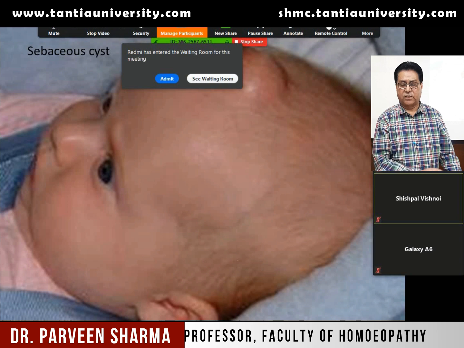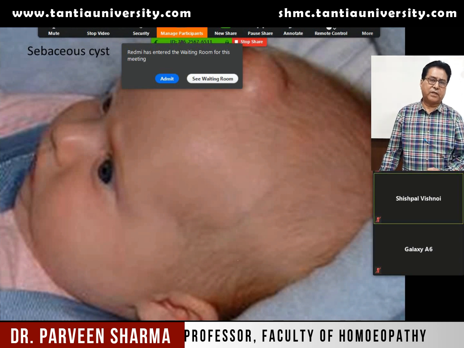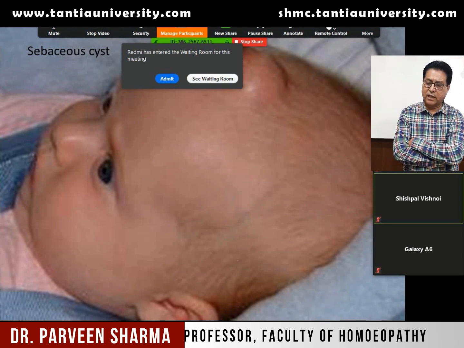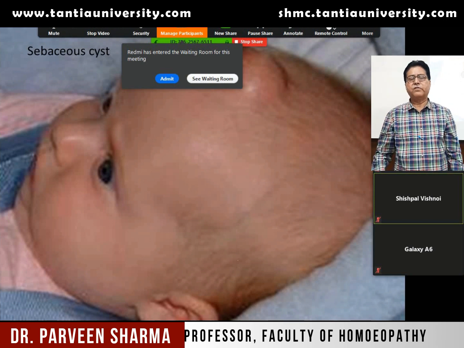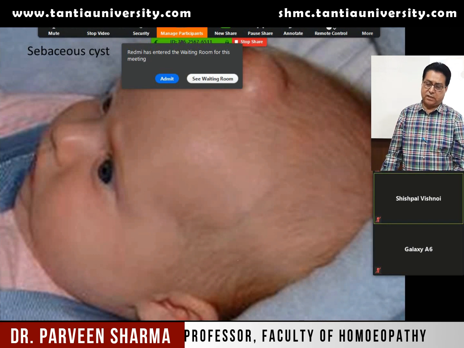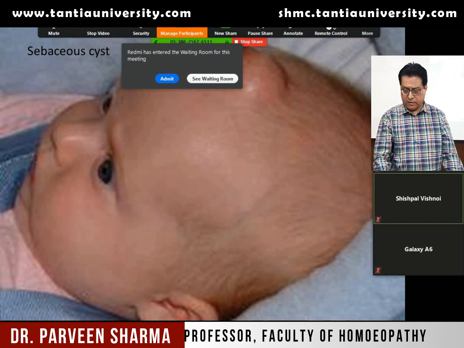Then sebaceous cyst. I told you the first layer of the scalp is the skin, and skin has got an abundance of sebaceous glands. Lots of sebaceous glands are there. Sebaceous glands normally secrete sebum that keeps the layer of the skin moist. So blockage of secretion of sebum, due to any reason, can cause a soft swelling. That soft swelling is known as sebaceous cyst. The word cyst means soft swelling. So this is the sebaceous cyst that can be treated with surgery.